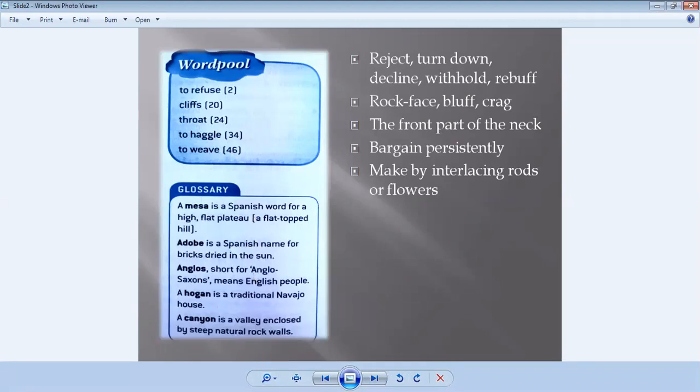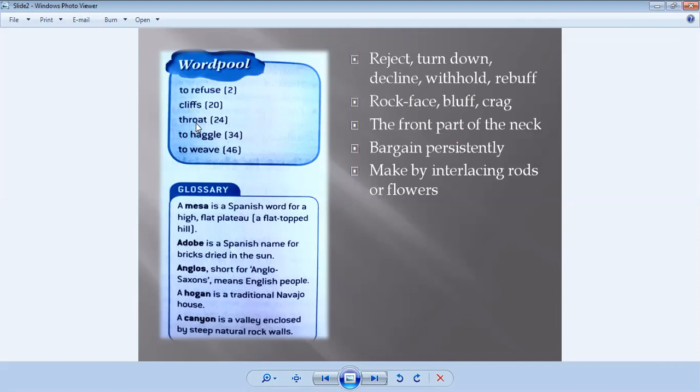I know. To not want, or reject. Uh-huh, reject. Okay, so what about cliffs? Do you know any word called cliffs? I guess it's something like a mountain. Yes, that's correct.